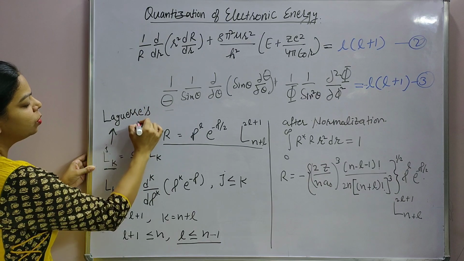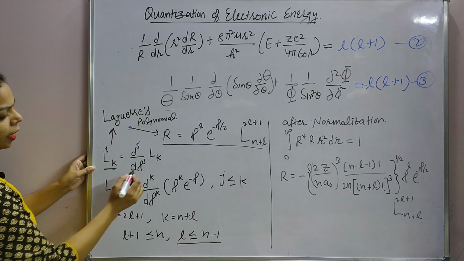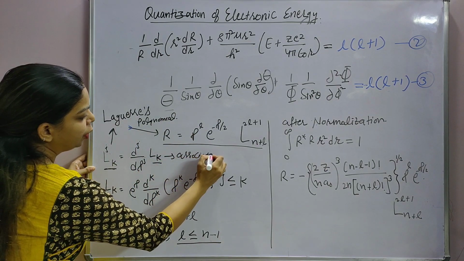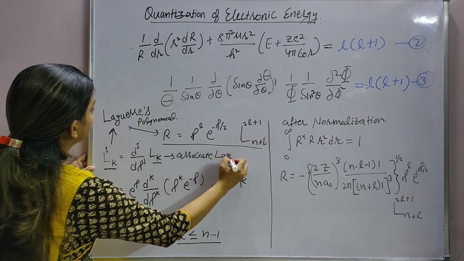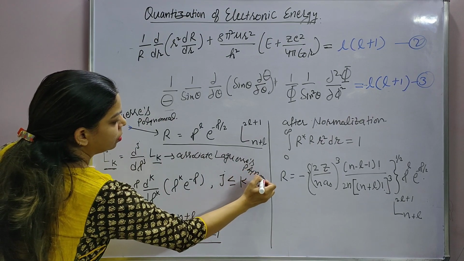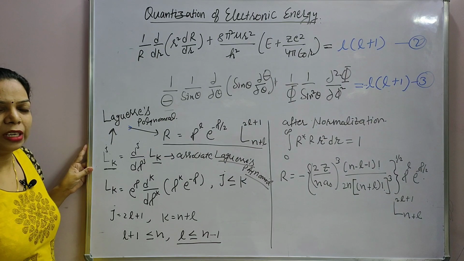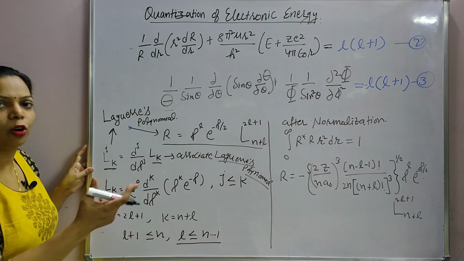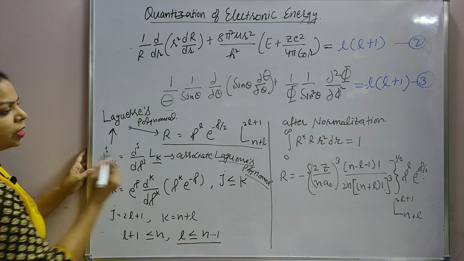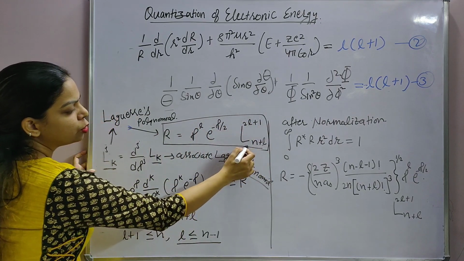Laguerre's polynomial. And this L with indices is the associated Laguerre's polynomial. The way we had Legendre's polynomial in the case of the rigid rotator, we have Laguerre's polynomial in the case of the hydrogen atom. So again, in the solution for R, we have this Laguerre's polynomial.